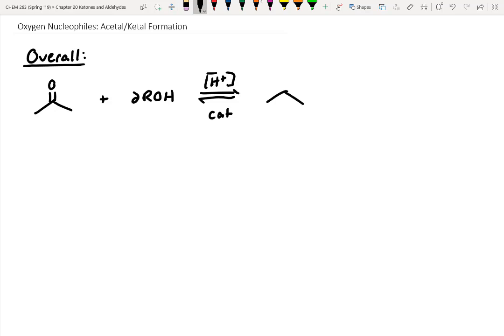And after this reaction is all done with the arrow pushing, you're actually going to form basically 2 ether type substituents coming off that central carbon. And you're going to kick off water as a leaving group. So you start out with an aldehyde or a ketone.